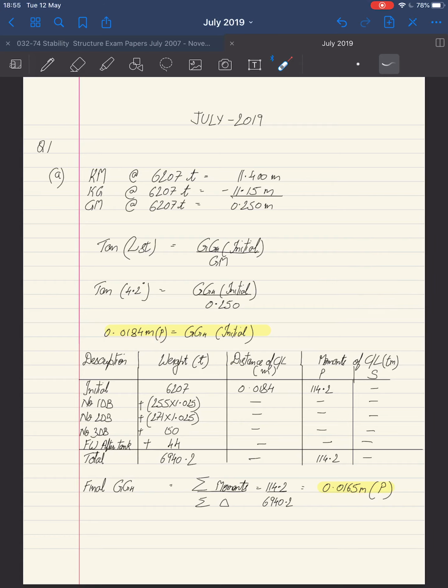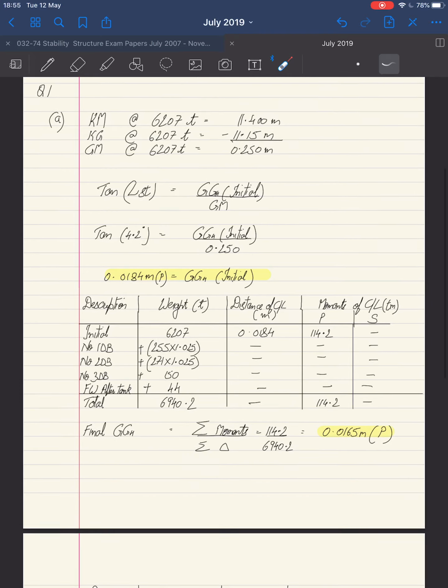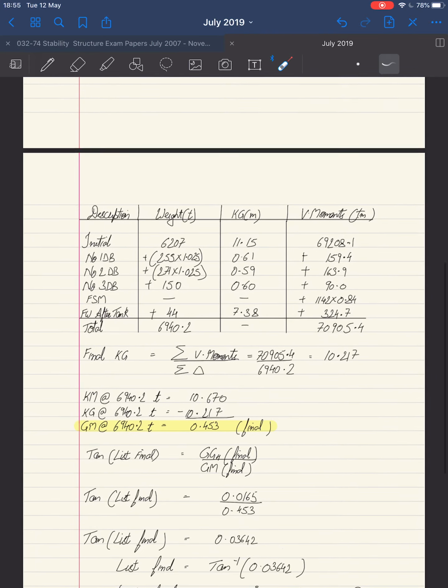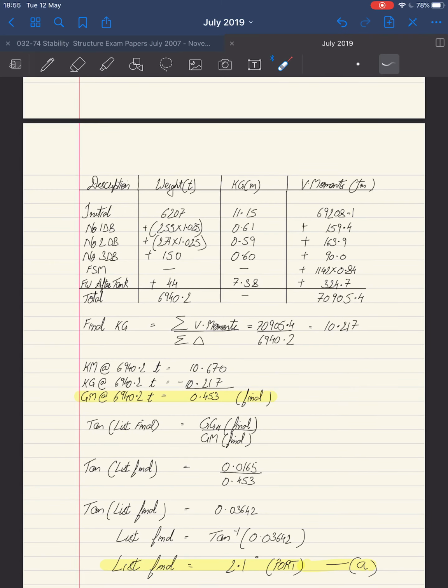However, it is still a recommendation and 3 places of decimal are also acceptable. After this step, we'll make a KG table. So the KG table consists of the following columns: description, weight in tons, KG in meters, vertical moments in ton-meters. We'll make the initial entry, which is weight equals 6207 tons, KG is 11.15 meters. So vertical moments has been obtained as 69208.1, which is by multiplying these two numbers.